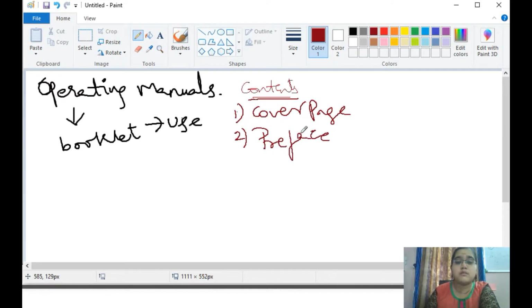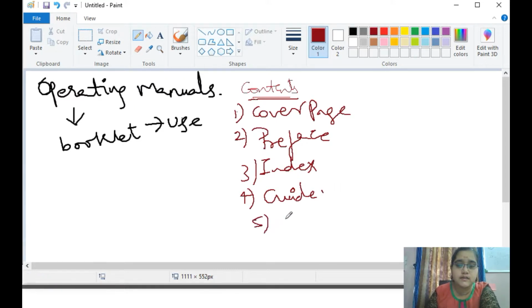The preface will show what the documents are, how to navigate the system, and what different sources have been used for compiling this operating manual. Then comes the index. It shows what topics are covered and the page numbers on which they are covered. Then a guide: for operating the main system, the procedure will be given in the guide section. And then comes the FAQ section, with certain frequently asked questions and their answers.